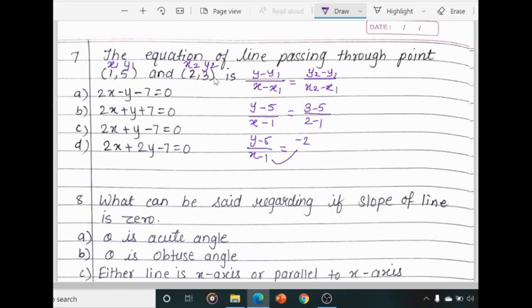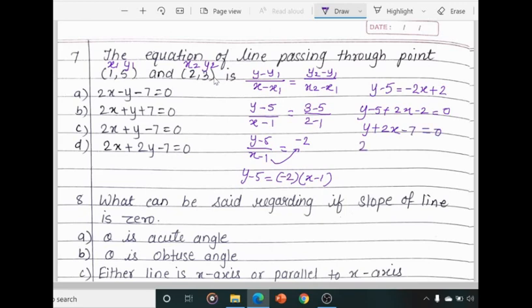Solve this, take this x minus 1 to this side, we'll get y minus 5 is equals to minus 2 bracket x minus 1. Solve this, y minus 5 is equals to minus 2x plus 2. Take x, y and constant all on one side, 2x plus y minus 7 is equals to 0. So the equation is y plus 2x minus 7 is equals to 0.